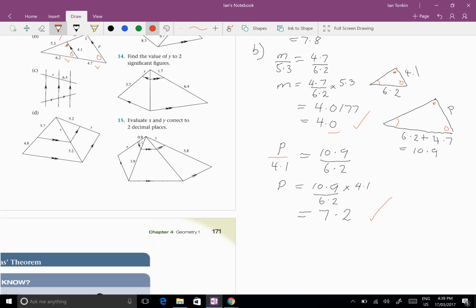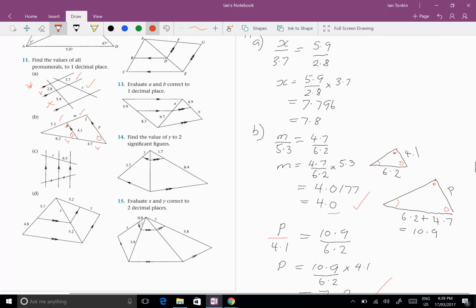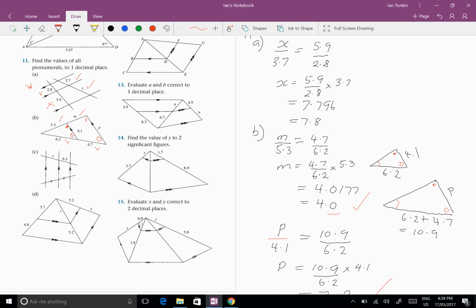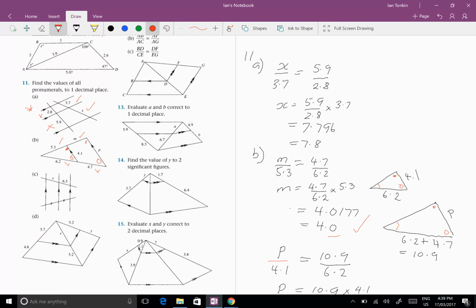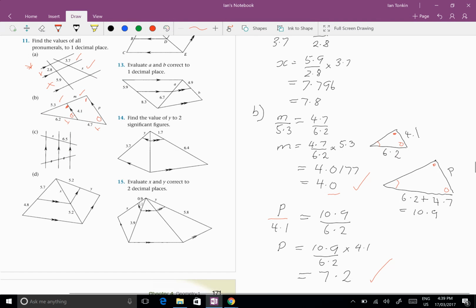So note, similar triangles for the second one. The rest of them are all quite easy. If I look across here, they're all very similar. Remember, we're doing the rest of 11, 13, that's ratio. There's no similar triangles there. And 15's ratio of intercepts. So good luck.